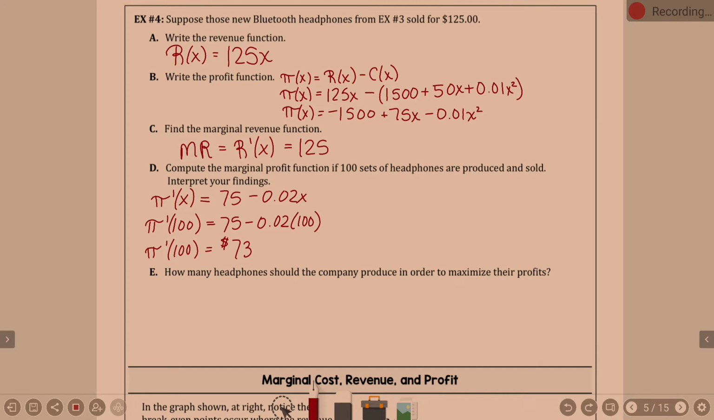What is it that's happening here? What's increasing? Profit. The profit is increasing at a rate of $73 per set. Per set. The per 100 type thing goes more back to the inverse. And we had to throw that in.